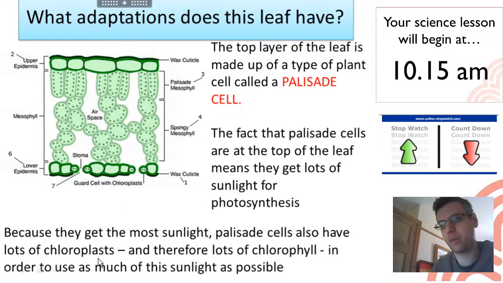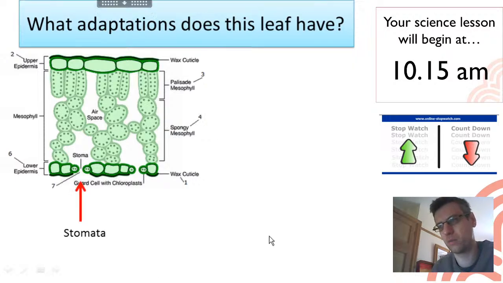And yeah, lots of chloroplasts. That's the place in a cell where photosynthesis happens. And lots of chlorophyll, the green substance which traps sunlight. Have we got more? The stomata at the bottom, a little hole which can open and close, allows carbon dioxide in. So the carbon dioxide can travel to the cells. The thinness of the leaf helps carbon dioxide get to the cells because there's less distance for it to travel.